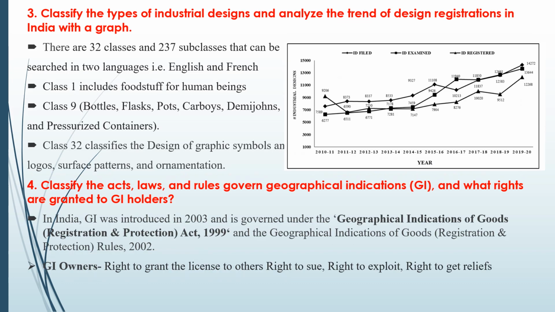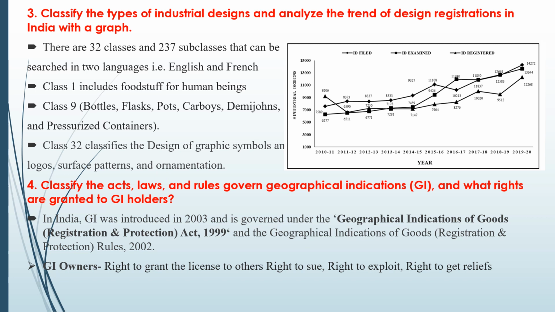Classify the types of industrial design and analyze the trend of design registration. So this is the trend of design registration in India from 2010 to 2020. You can see how many people have registered, how many industrial designs have been examined, and how many have been filed. So this is the trend. This graph you have to draw. And for the types of industrial design, you have 32 classes, and these 32 classes have 237 subclasses, and it is in two languages, English and French.